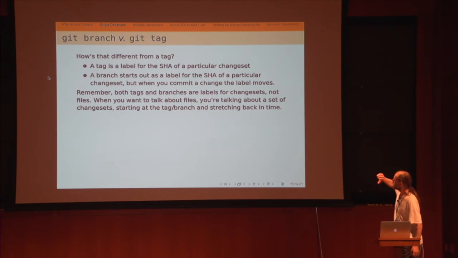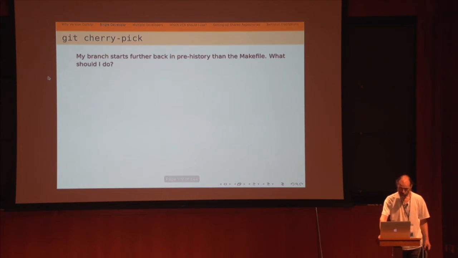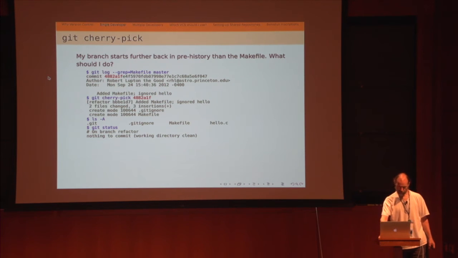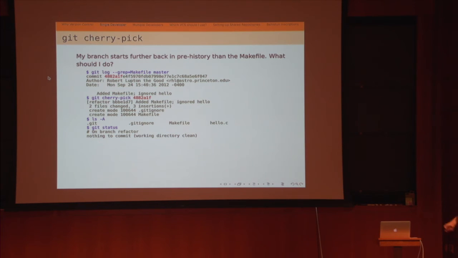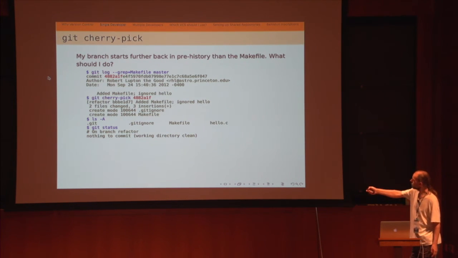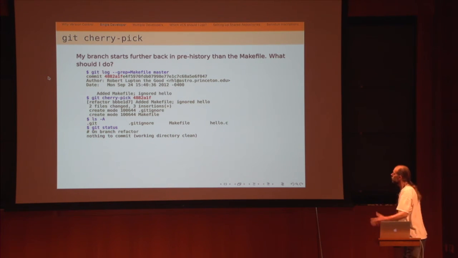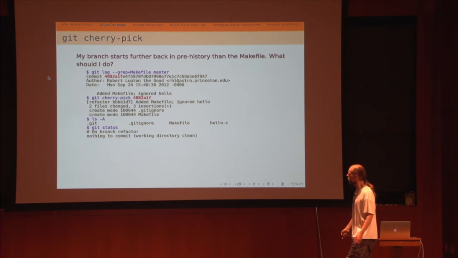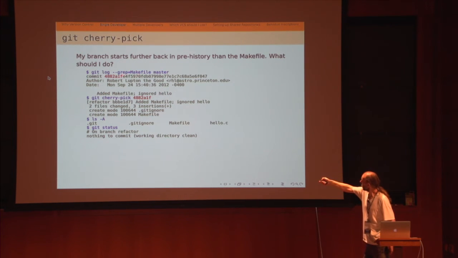Okay. They're labels for change sets, not files as well. So they're talking about, this is the point I got to, and there's a whole chain back of change sets. Fine. So, do I care about that? Yes, I do. I started way back in prehistory, before my makefile. What should I do? And the answer is, I can say git log --grep, grep as in the Unix command global regular expression print, which is where it comes from, grep makefile, and I discover that I added it in this SHA.